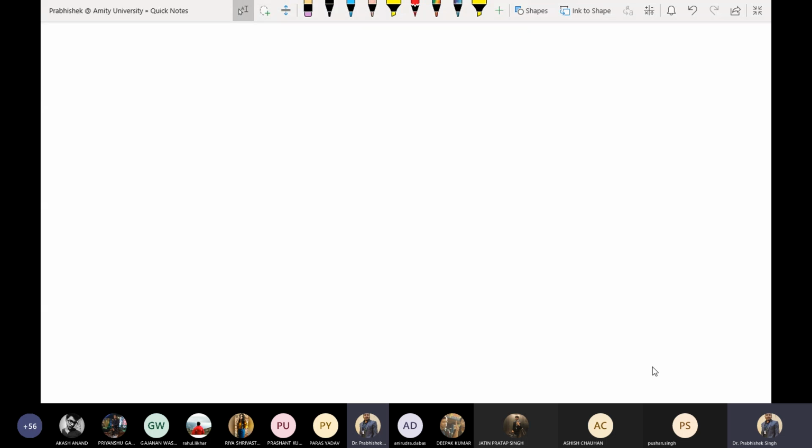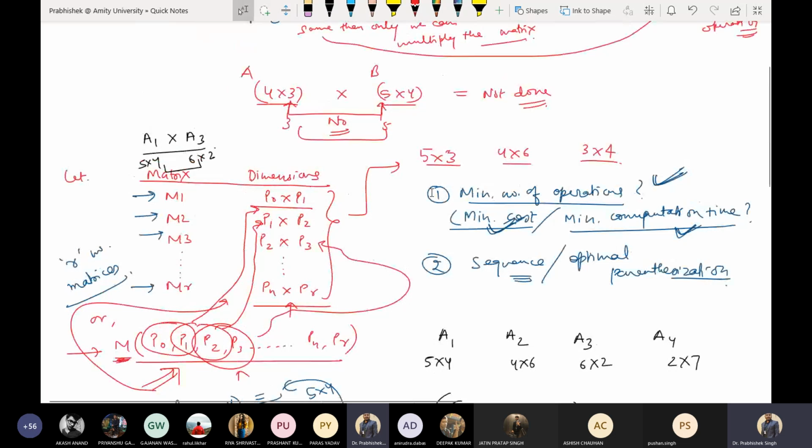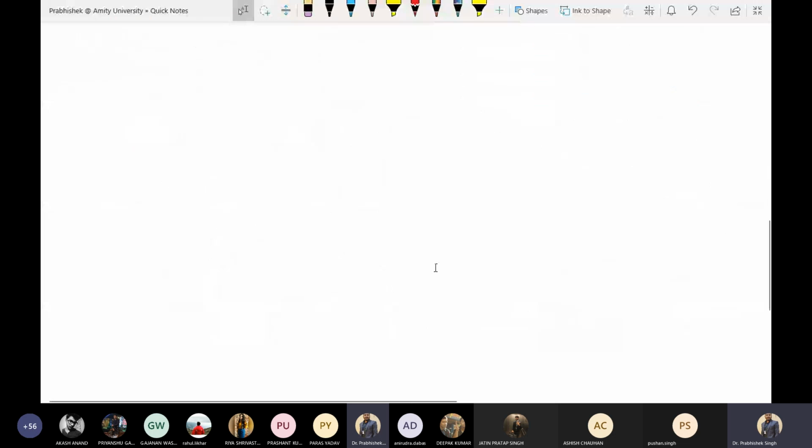If it is clear, then I will be moving forward. Any issues? Okay, no problem. Very good. So I have explained two types of questions that will be asked to you in matrix chain multiplication. First question is minimum number of operations, the minimum cost. Second is the sequence. These are the two questions that will be asked in your examination. So let's understand. Just give me 1 minute.